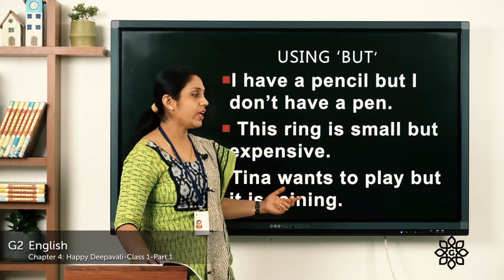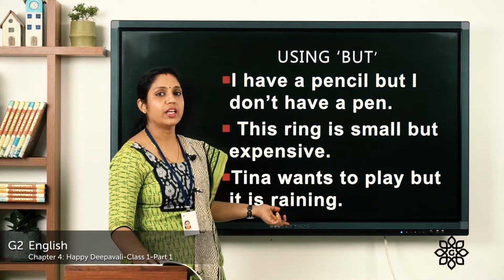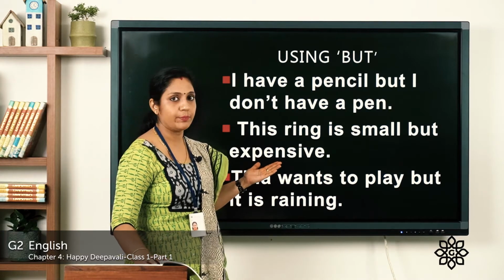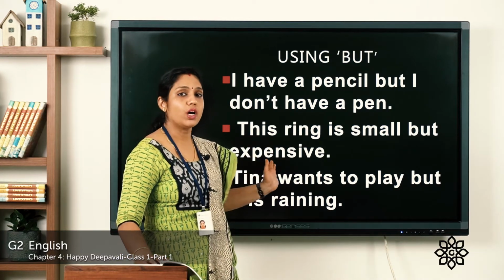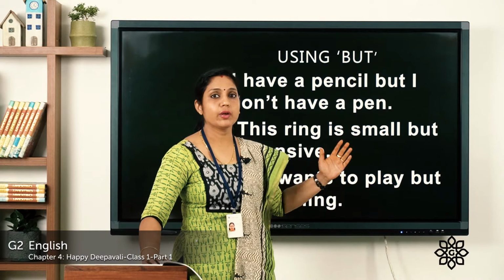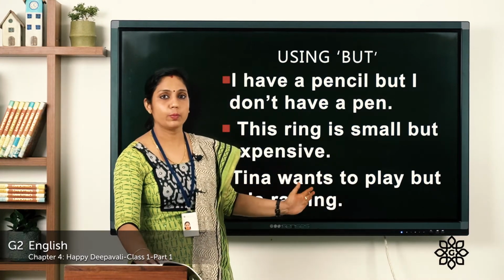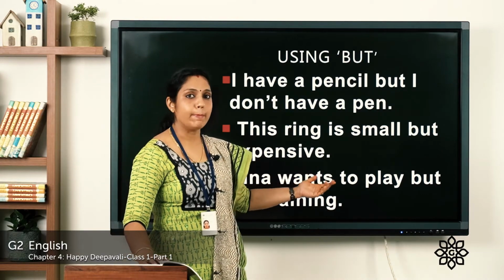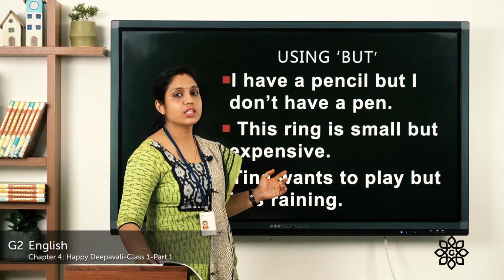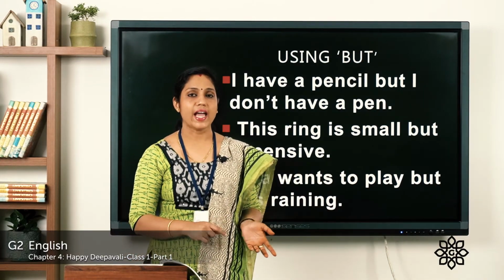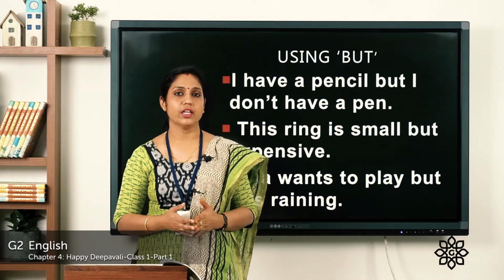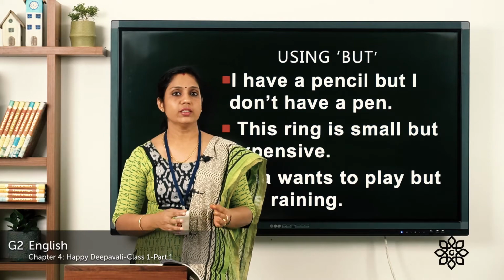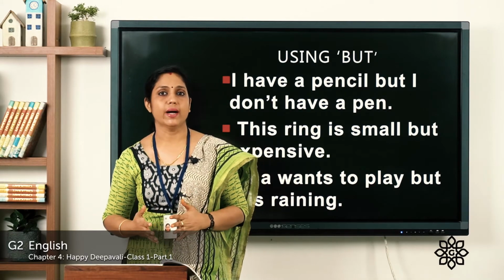Tina wants to play but it is raining. So how did we join the words? Tina wants to play. It is raining. So Tina wants to play but it is raining. Because it's raining, she is not able to play. So the sentence we wrote is, Tina wants to play but it is raining. So this is how to use the words 'and' and 'but'. So similarly, you can write 20 words and then join them using 'and' and 'but'.